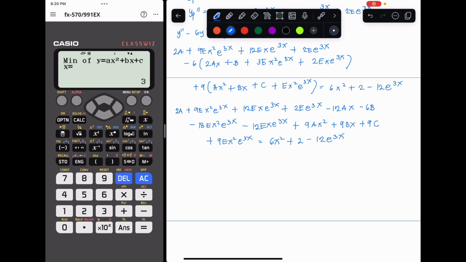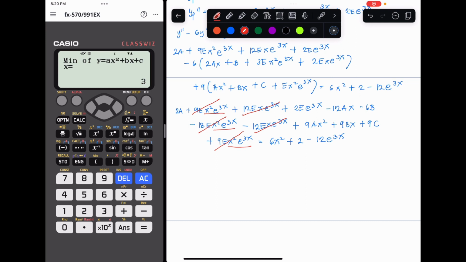And from here, we can combine similar terms. So we have here 9e x squared e raised to 3x. So this is 9 plus 9 is 18, then minus 18, so that would just cancel out for x squared. How about x e to the 3x? The same thing for this, we'll have 12ex e raised to 3x minus 12ex e raised to 3x. So leaving us to have that one.